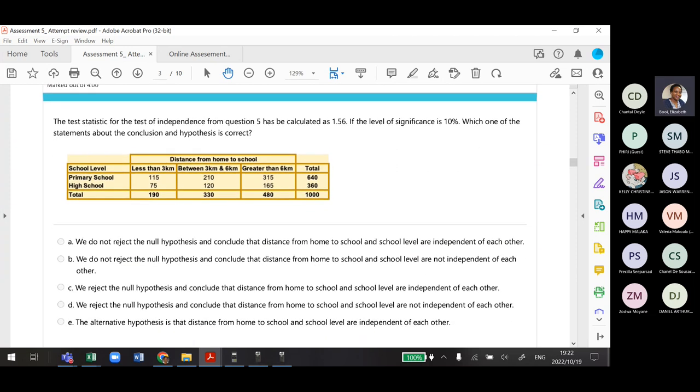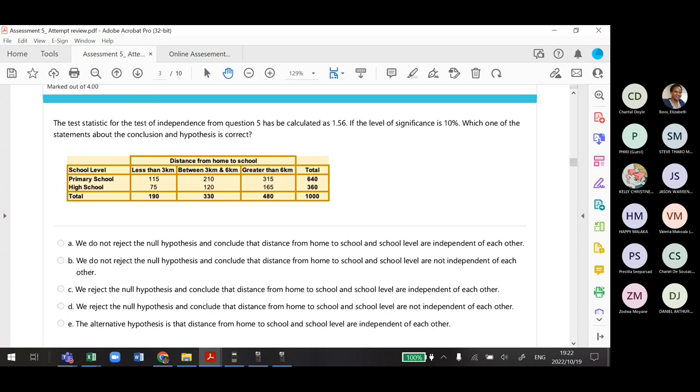Okay. Now, this one, same as what we had previously. They told us that in question five, you would have answered the same question like this. They already calculated your test statistics, so you don't have to go and calculate it again. And they are telling you that if alpha of 10%, which one of the following statements about the conclusion will be correct? So what you need to do, because the decision, let's start there.